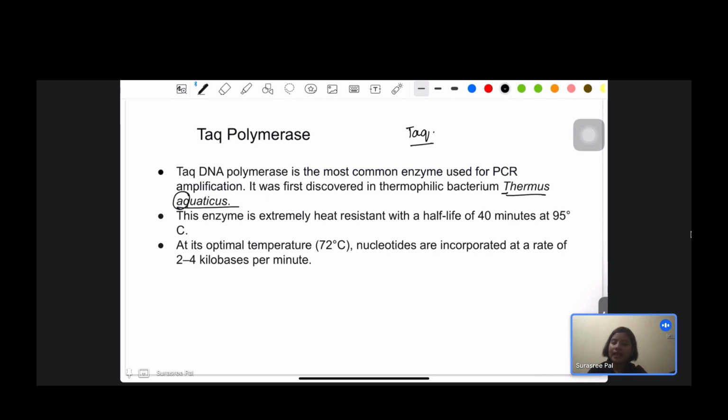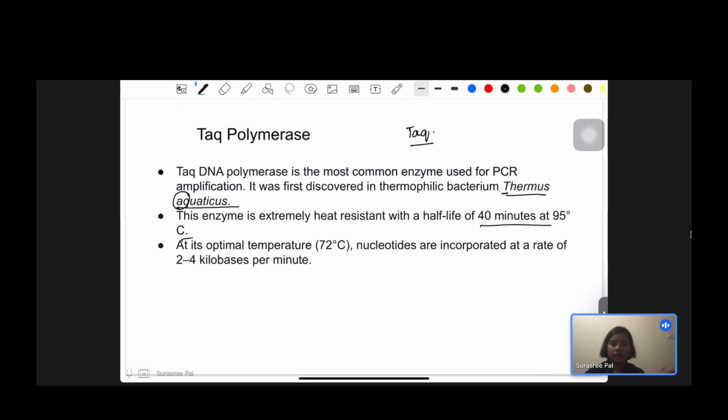Now this enzyme is extremely heat resistant with a half-life of 40 minutes at 95 degrees centigrade. So at 95 degrees centigrade it can sustain for a long time. And what is its optimum temperature?